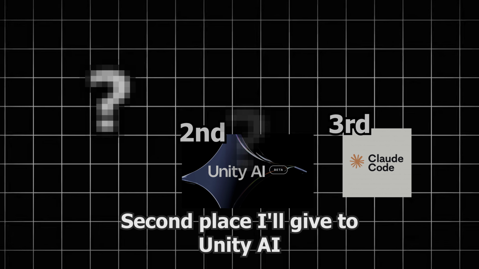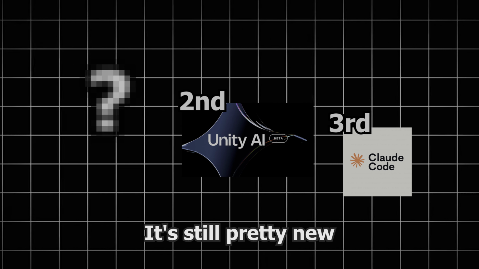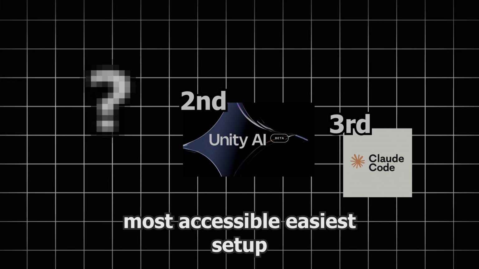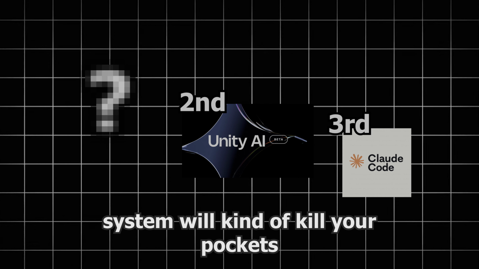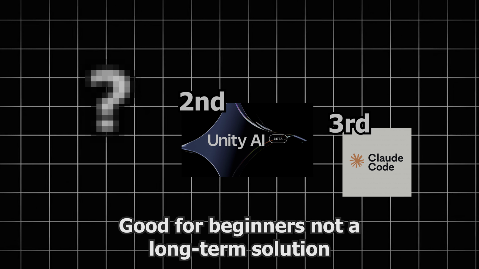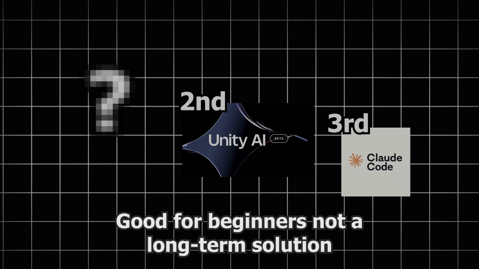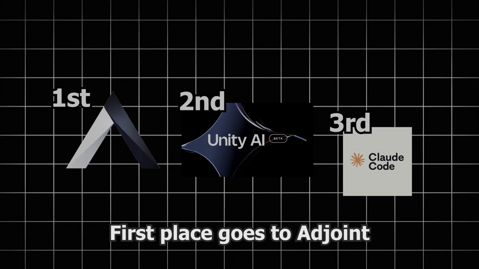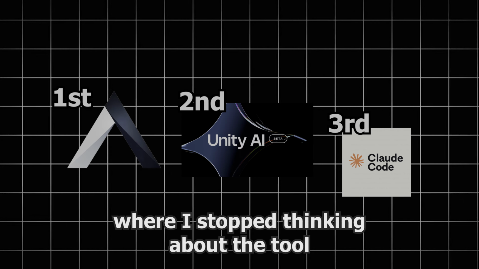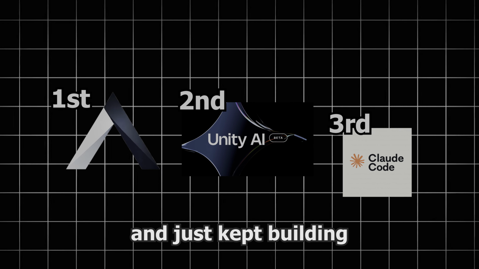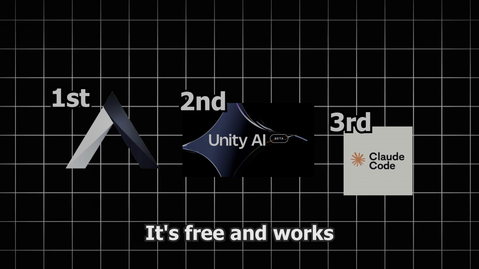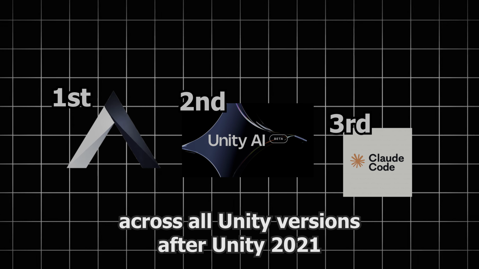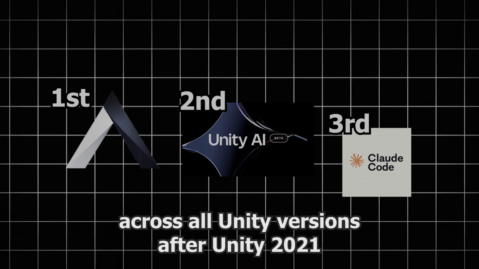Second place I would give to Unity AI. It's still pretty new, most accessible, easiest setup, but the credit system will kind of kill your pockets. Good for beginners, not a long-term solution in my opinion. Potentially see them getting better. First place goes to Adjoint. It's the only tool where I stopped thinking about the tool and just kept building. It's free and works across all Unity versions after Unity 2021.